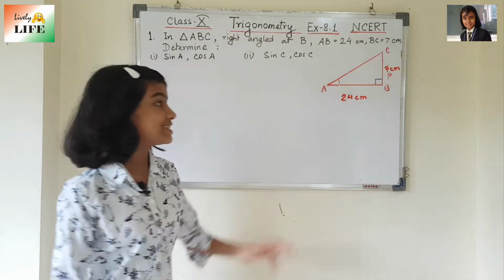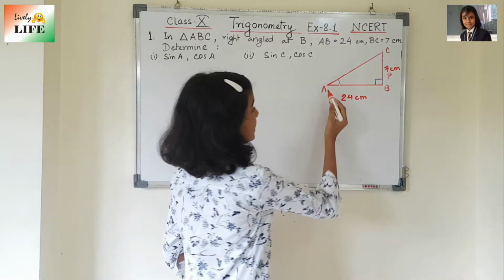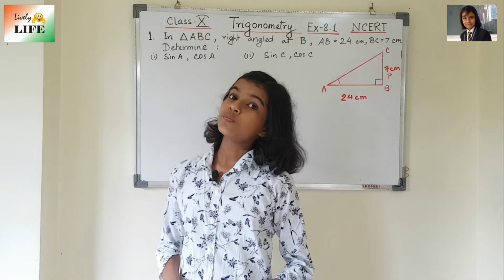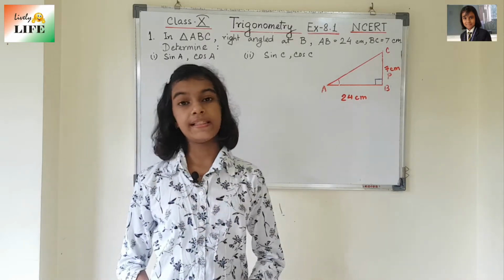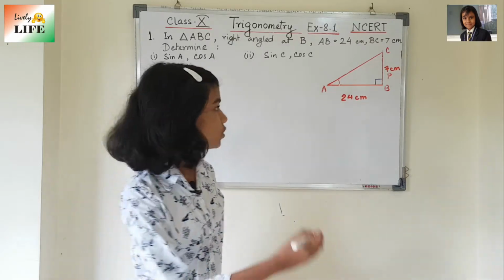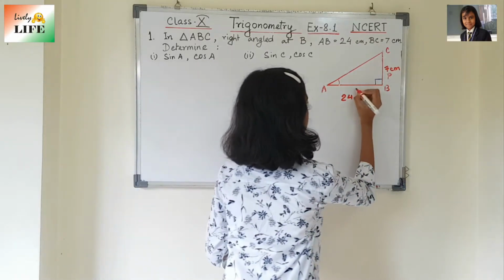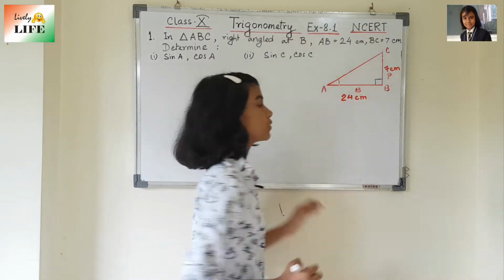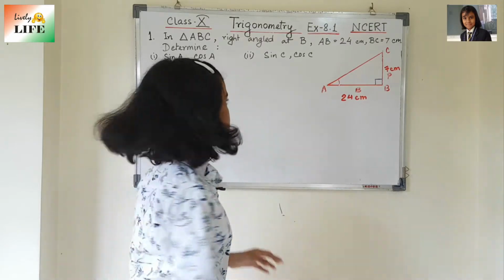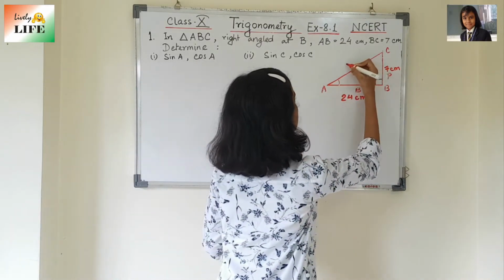Now over here, which is the side adjacent to angle A? The side adjacent to angle A is AB, right? And AB is also the base. So the side adjacent to angle A is also the base of the angle A, so we will write base as B. And what is AC? AC is the hypotenuse. Hypotenuse we will write as H.